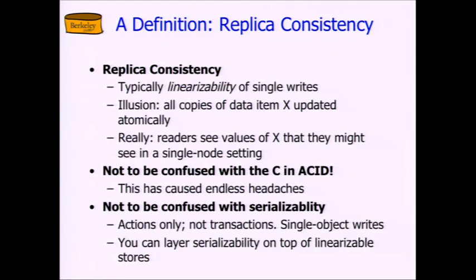So what we'll typically talk about as a formalization of that is what's called linearizable writes. Not to be confused with serializability. There's a later invention called linearizability. You'd wish they'd come up with a term that sounded less the same, but that is what they call it. But really, the illusion we want to give is that all copies of data item X are updated atomically. If you're going to update a value, update all the copies at once.